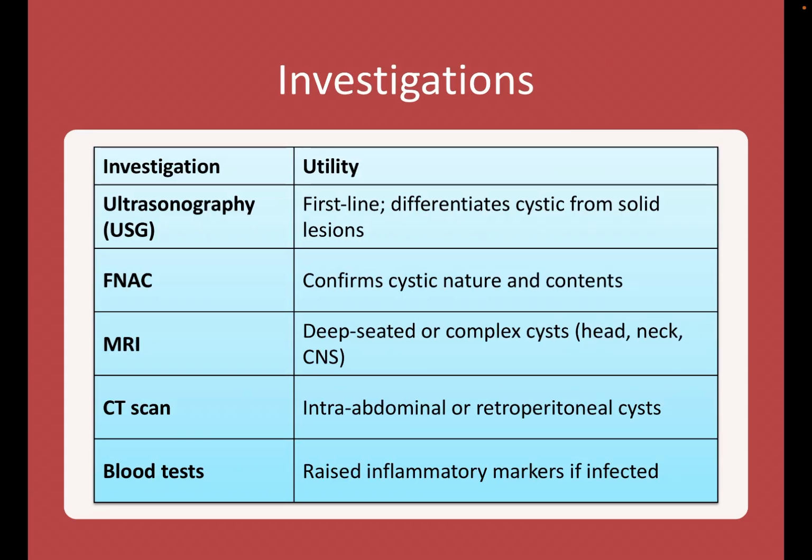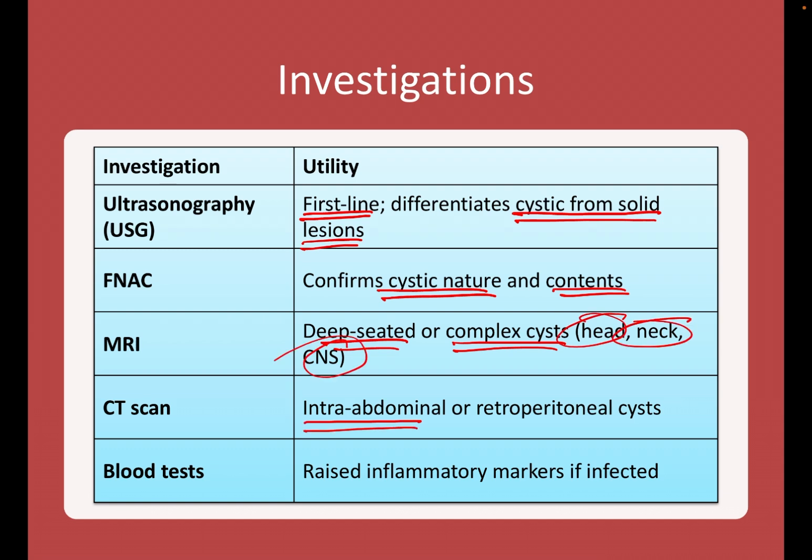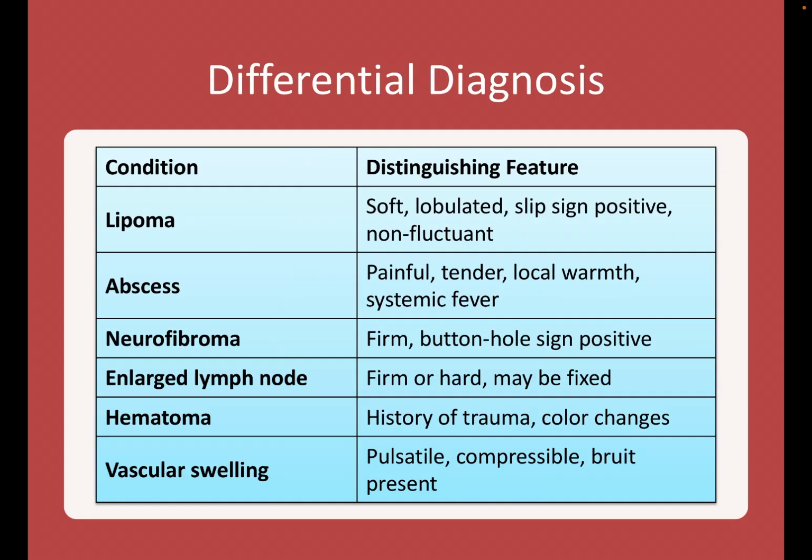Coming to the investigation, ultrasound is the first line investigation. It differentiates cystic from solid lesions. FNAC confirms cystic nature and contents. MRI is for deep-seated or complex cyst in head and neck and CNS. CT scan is indicated for intra-abdominal or retroperitoneal cyst. Blood test will usually show raised inflammatory markers if infected.